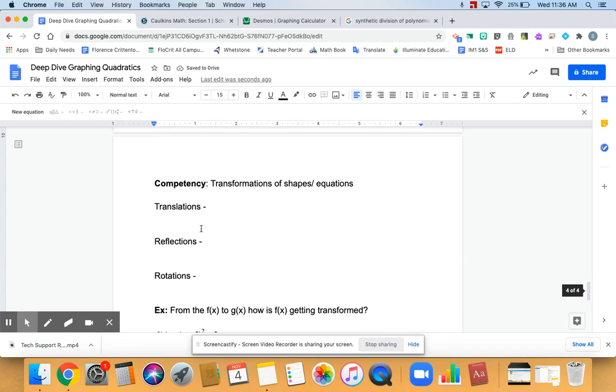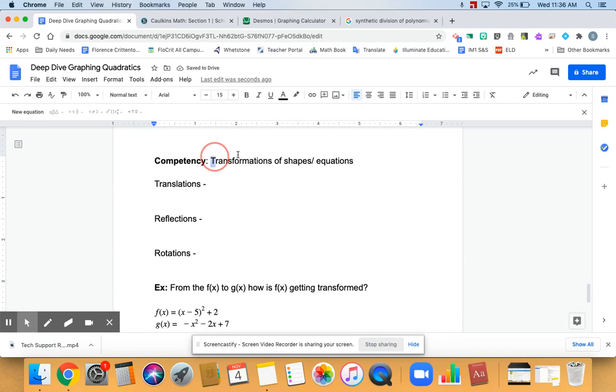The last competency they can do to make it harder is to do transformations of shapes and equations. And this one ends up being on the test this year. So they first introduced this as a unit in year 1. So hopefully you've seen these before. If not, I'm going to quickly review them so you can get this question right on the test.